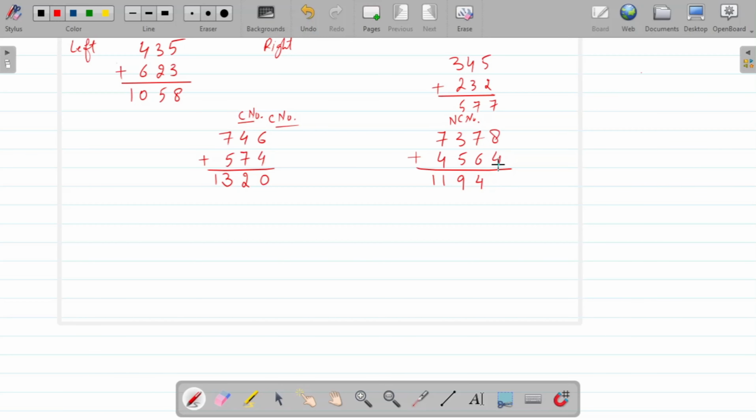8 plus 4, it will be 12. So I'll write 2, the ones place, because I had already taken care of the carry numbers always. So let us do one more question with a quick way.